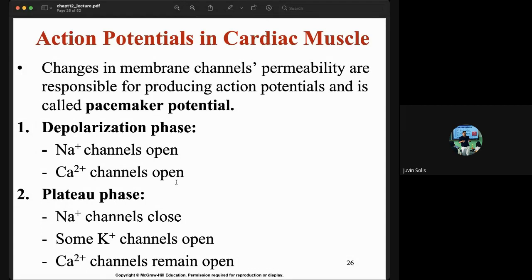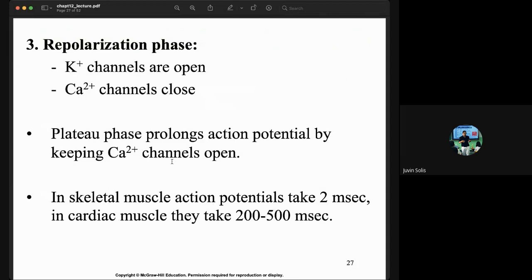Okay, so we have your depolarization phase. Your sodium ion channels open while your calcium ion channels open as well. So we also have your plateau phase. Your sodium channels close, some potassium ion channels open, and calcium ion channels remain open. Okay, so you can see here next, repolarization. Your potassium channels are open, calcium ion channels are closed. The plateau phase prolongs the action potential by keeping the calcium channels open.